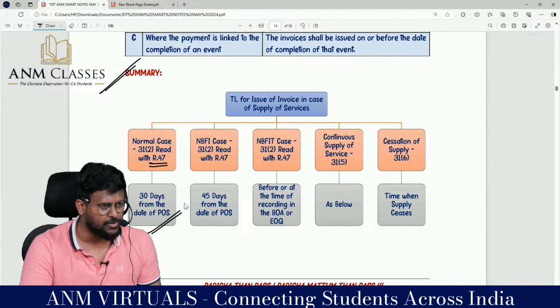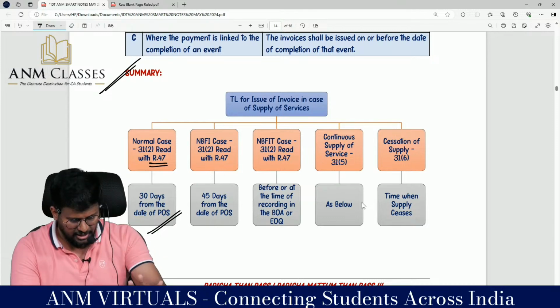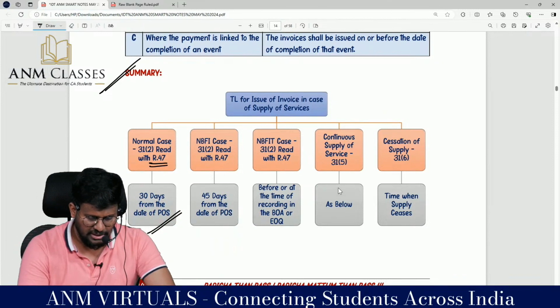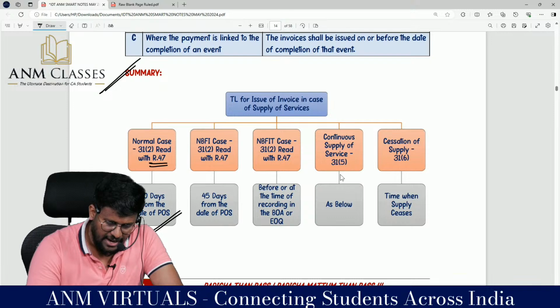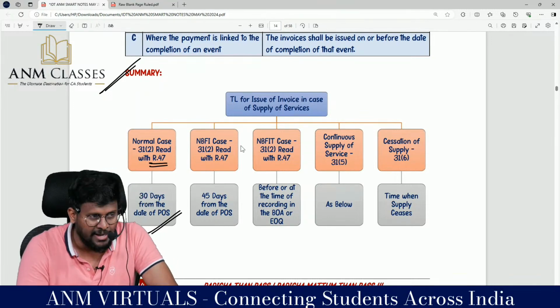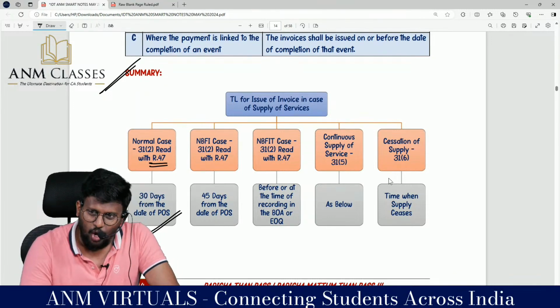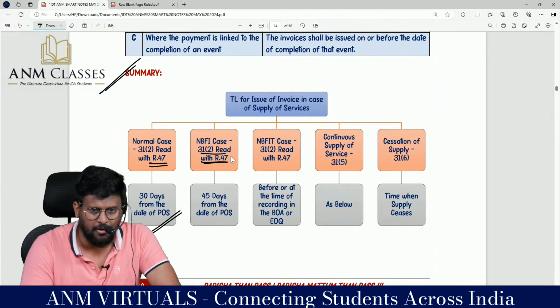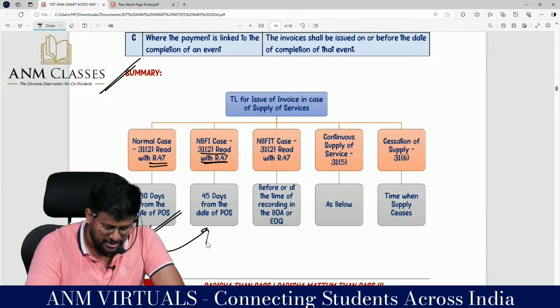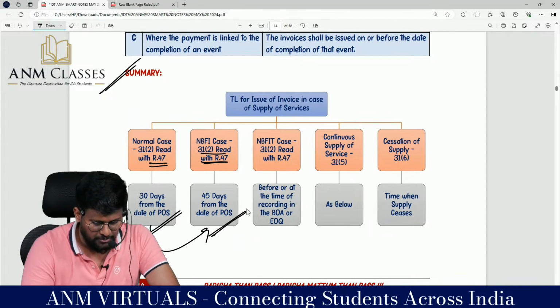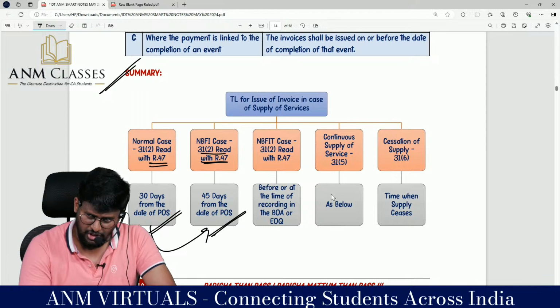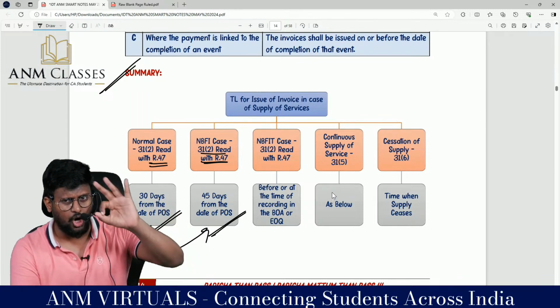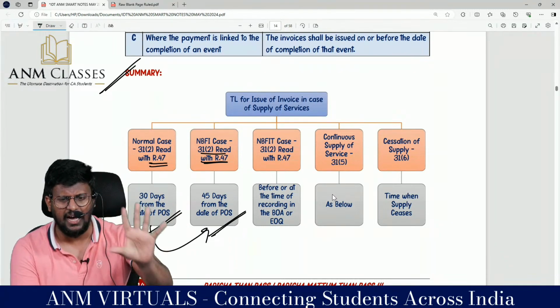You provide the service, then within 30 days raise it. NBFI, correct? NBFI, non banking financial institutions, are under 31 subsection 2 read with rule 47; instead of how many days? 45 days from the date of provision of service. So normally 30 days, but for NBFI it is 45 days.